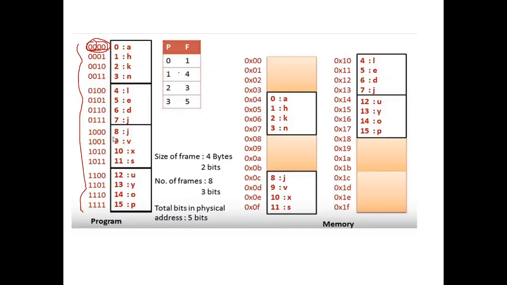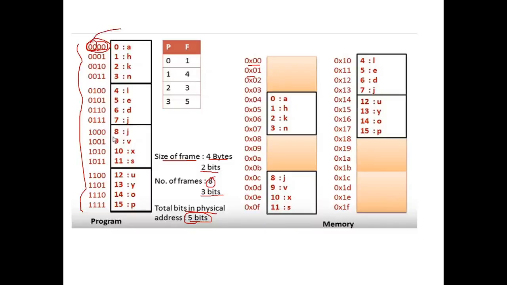Now you can see here the size of frame. Similarly, for the physical address you also need to specify how many bits will be there. The size of frame is also 4 bytes. 2 bits will be taken for the size of frame and 3 bits for the number of frames, because actually there are 8 frames. So the total bits in the physical address is 5 bits. The physical address will be of 5 bits.